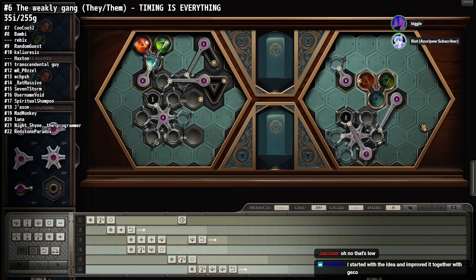Alright, next up, we're into wizard territory here, and it gets lower. Next up, also at 255 gold, but 33 instructions, we have Evanov.